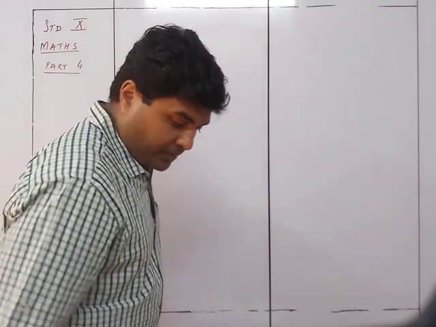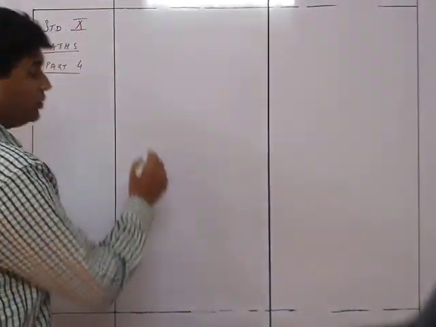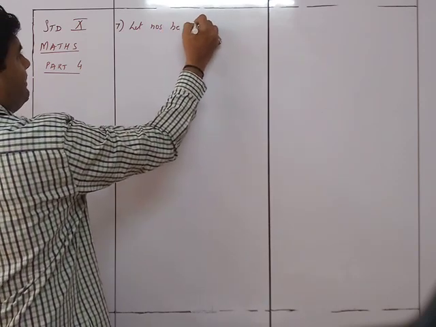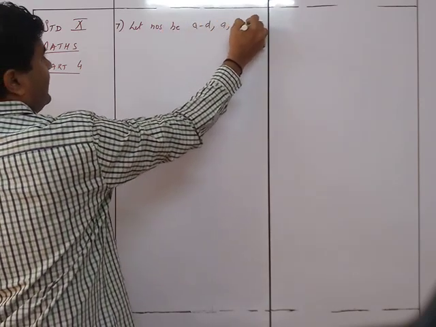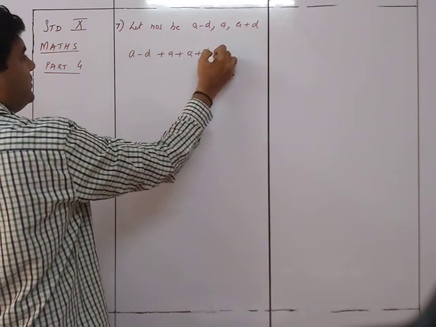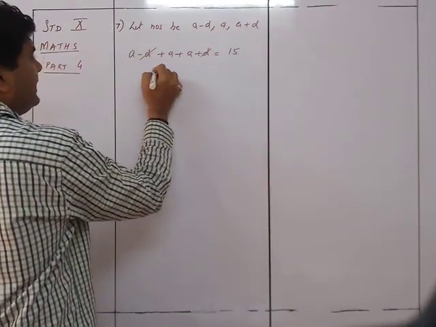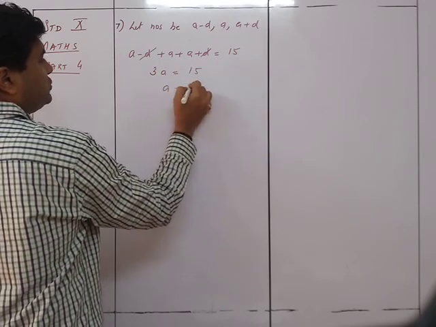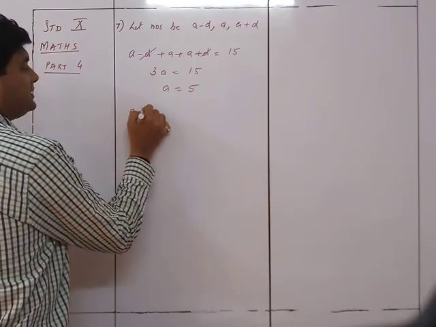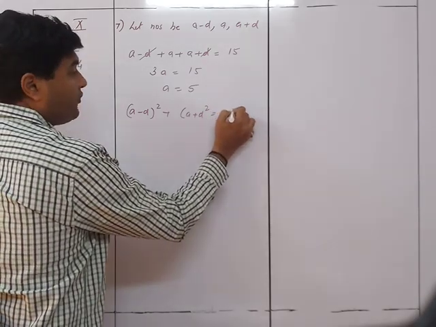So sum number 7: the sum of 3 numbers in AP is 15 and the sum of squares of the extremes is 58. So let the numbers be A minus D, A and A plus D. Accordingly, A minus D plus A plus A plus D is equal to 15. Yeah, it's given as 15. So D gets cancelled. So 3A is equal to 15, A is equal to 5. And the sum of the squares of the extremes, so (A minus D) whole square plus (A plus D) whole square is equal to 58.